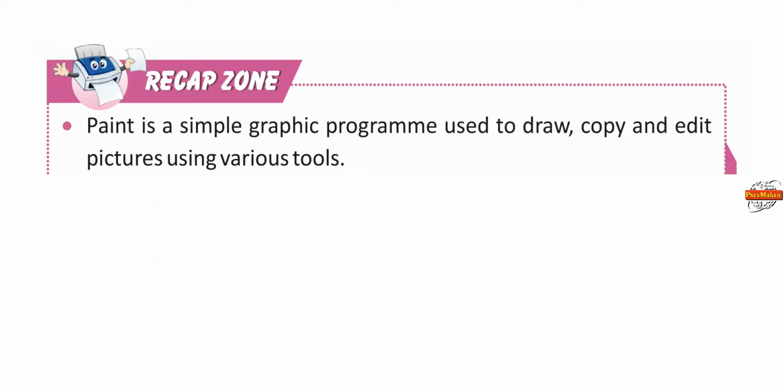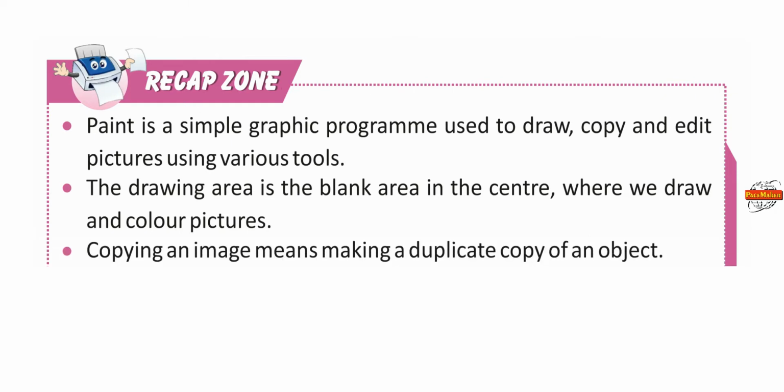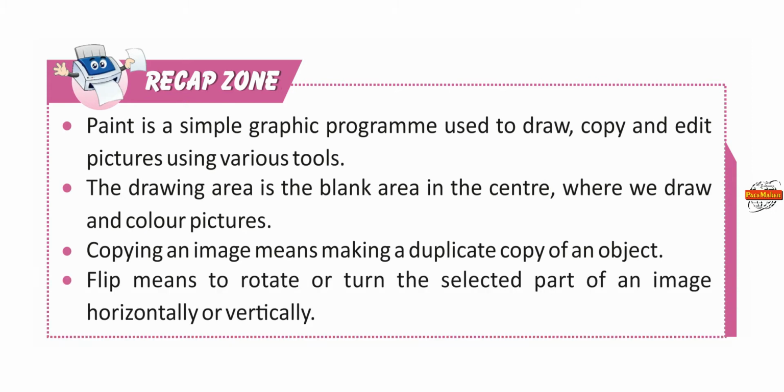Recap zone. Paint is a simple graphic program used to draw, copy and edit pictures using various tools. The drawing area is the blank area in the center where we draw and color pictures. Copying an image means making a duplicate copy of an object. Flip means to rotate or turn the selected part of an image horizontally or vertically.